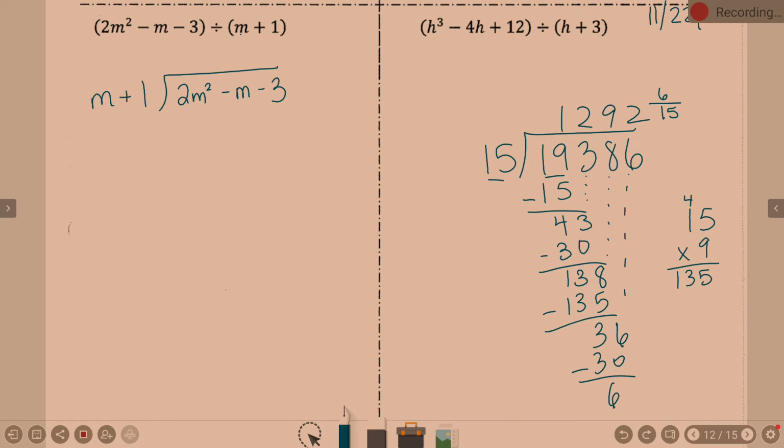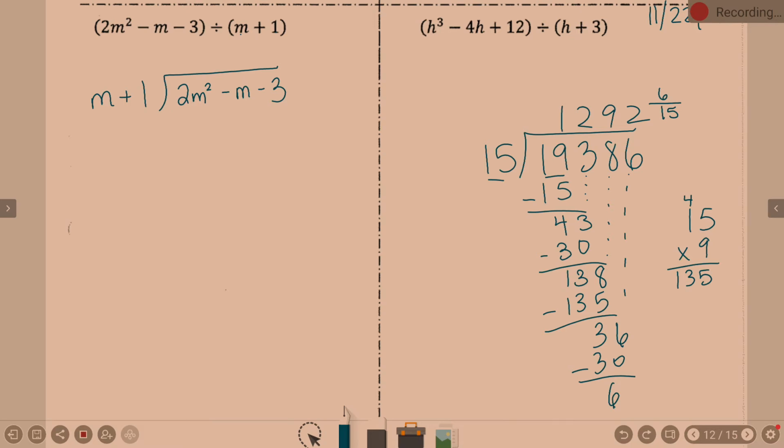Let's go back over here to our example of the day. We're trying to take 2m squared minus m minus 3 and divide by m plus 1. It's similar, but yet it's different. Does that make sense? So first thing, because here's the deal. I can't really say, okay, m plus 1 is 2 terms, right? So we're going to be going into 2 terms. But I can't really say how many times does m plus 1 go into 2m squared minus m. I've tried it. It's been a disaster.